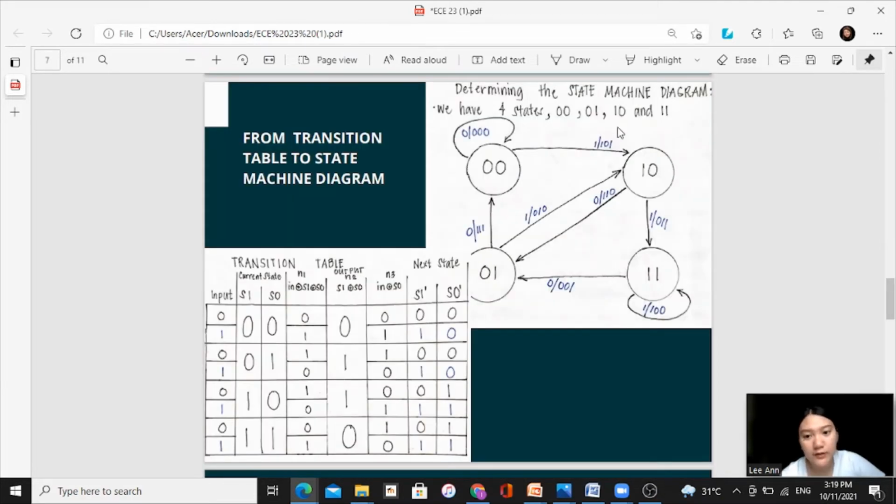After determining the values of the transition table, we can now draw our state machine diagram. And we have 4 states: 0 0, 0 1, 1 0, and 1 1.